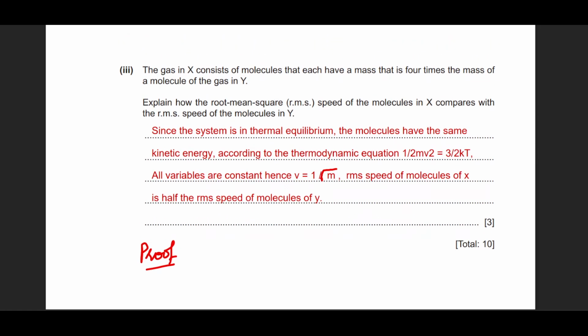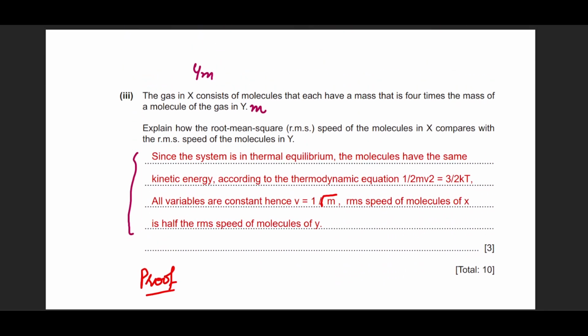Question number 3 says that gas X contains molecules that have a mass of 4 times X, and gas Y has a mass of only 1 times, right? So what's the difference between the speeds? I will explain the theory to you later, but first look at the proof of this.